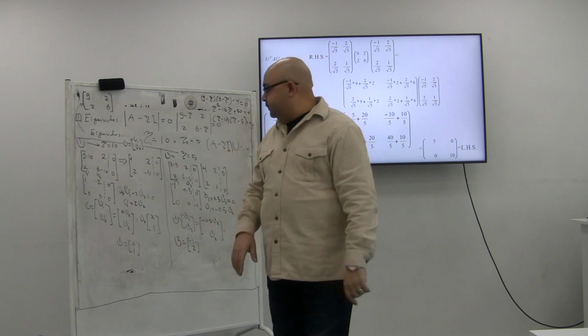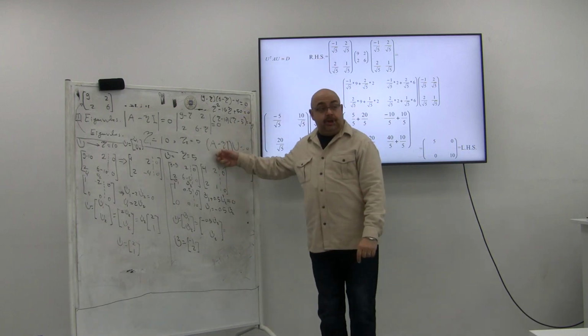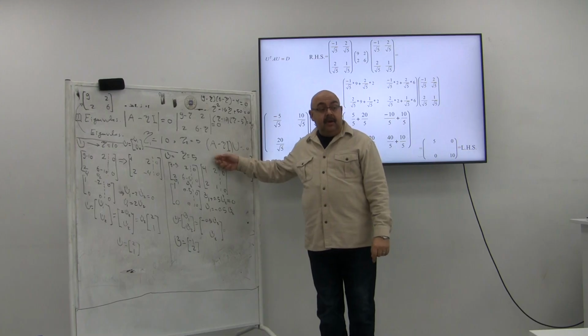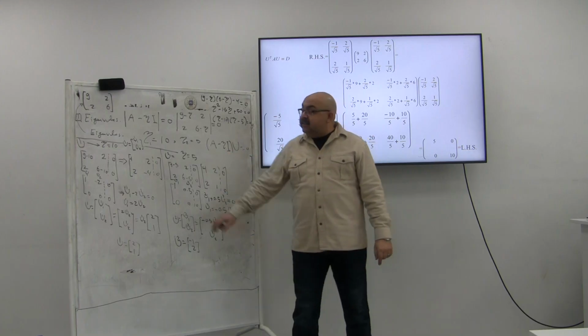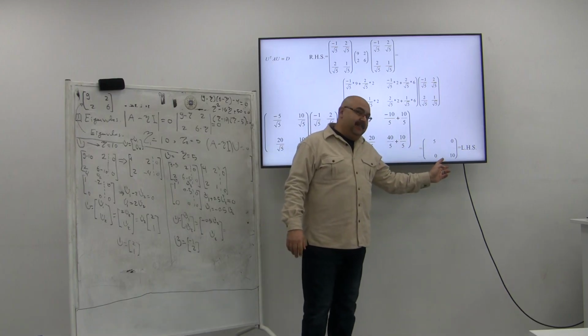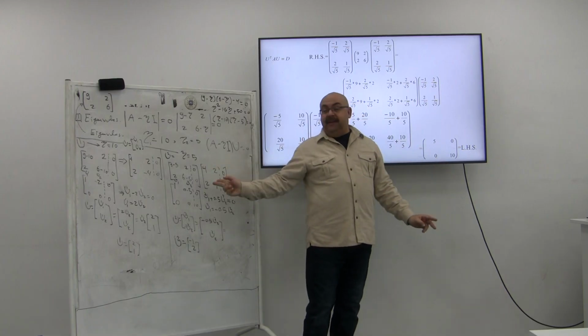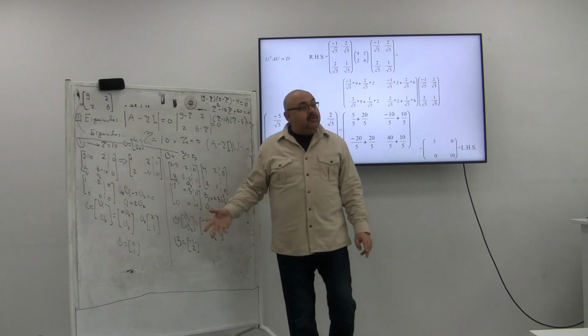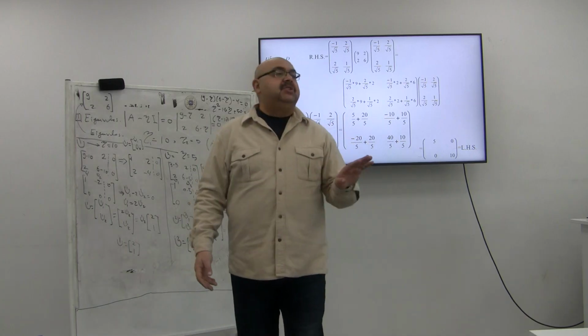Remark, Miss Selma, that for this solution the diagonal matrix will be 10 and 5, not 5 and 10. Why? Because you already replaced the values of the eigenvalues. The last remark.